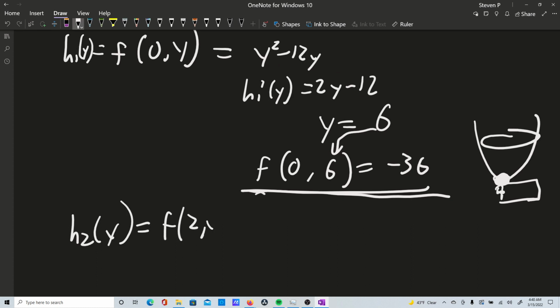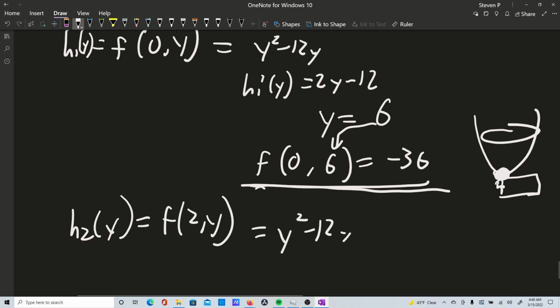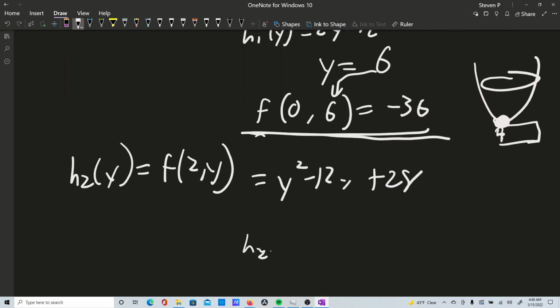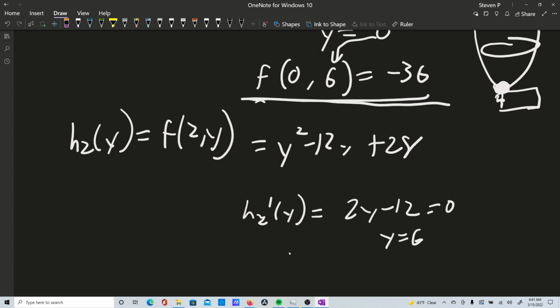But okay, f of 2 comma y is our last one. So this is equal to y squared minus 12y plus 28, I guess. And then h2 prime of y is again equal to 2y minus 12. Is that equal to 0? y is equal to 6. So f of 2 comma 6 is equal to, I didn't even calculate this one out. What is it? I think it's like -8.